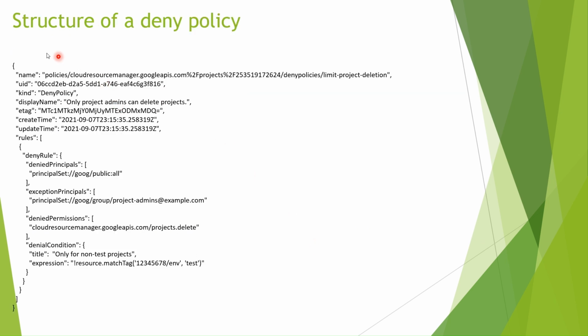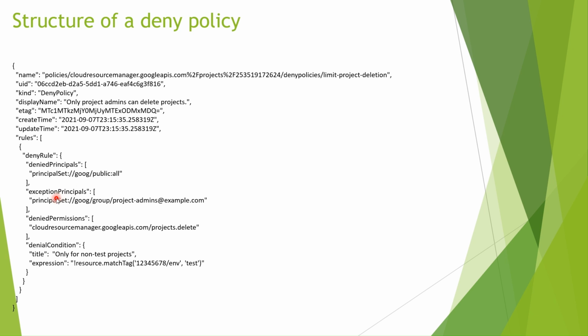And this is the structure of a deny policy. This is a name, this is the UID. The ETag is very important; we will see how we have to use this ETag. After that, deny rules. In that we have to specify denied principals. Here we have attached public all, so that no one can; public all means all the principals are denied. And we can add exception principals.